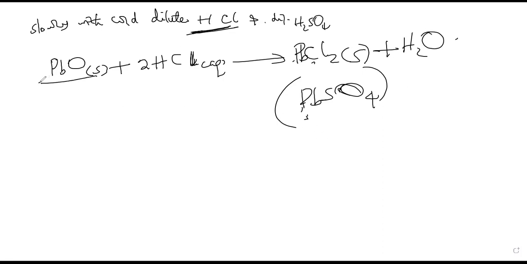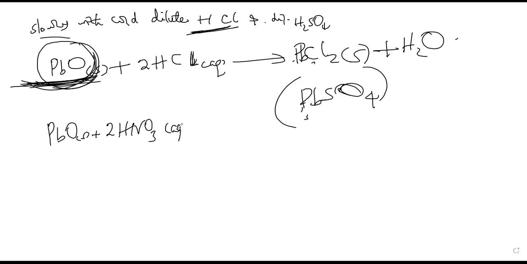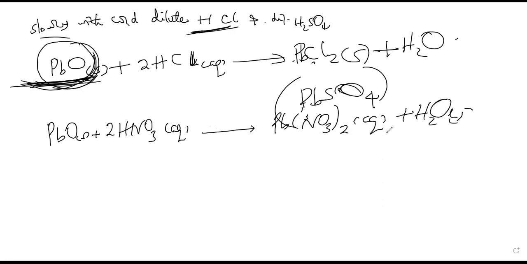However, you should note that since all nitrates are soluble, lead 2 oxide reacts with dilute nitric acid to form lead 2 nitrate and water. Lead 2 nitrate is very soluble. The reason I say aqueous is because the nitrate is soluble. The reason I say solid is because the chloride formed is insoluble, and even the sulfate would be very insoluble.